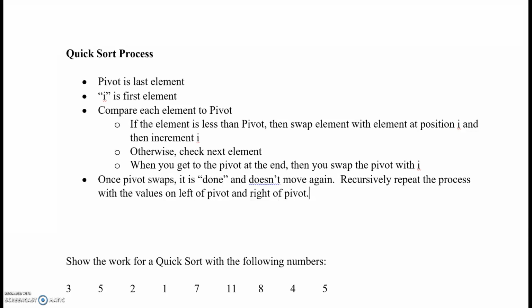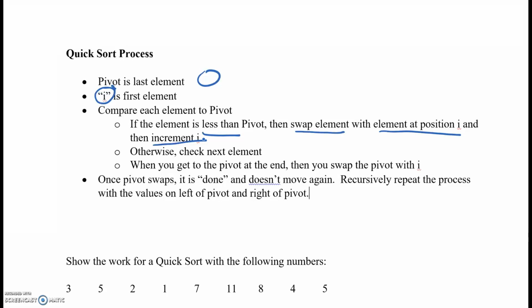So in practice, the way that we do this is we make our pivot the last element, and I will typically circle our pivot. We label the current I value as I, and it starts out as being the first element. And then as we progress through the array, we compare each element to the pivot. If the element is less than the pivot, so not equal to, it has to be less than, then we swap this element with the element at position I, and then we increment I. If the value is not less than the pivot, then we just move on to the next one and we do not change I at all.